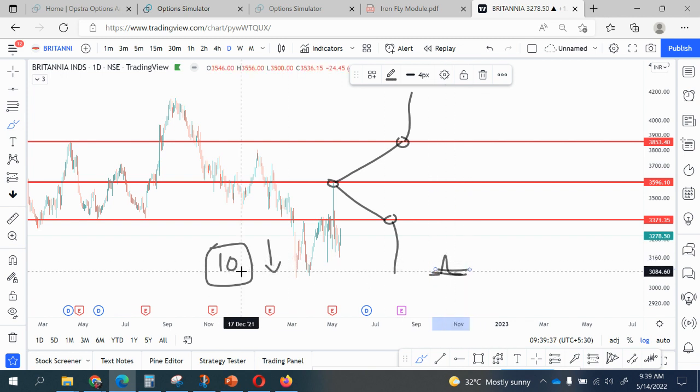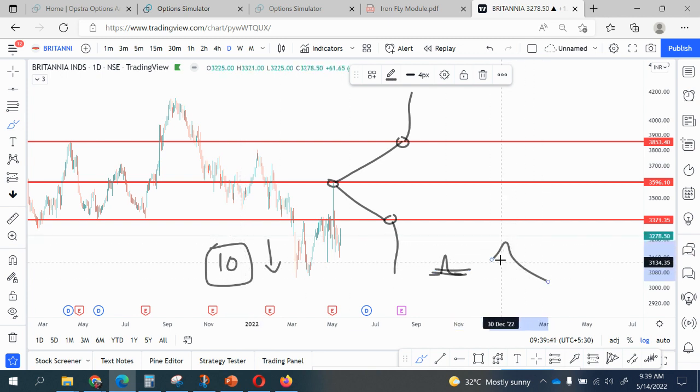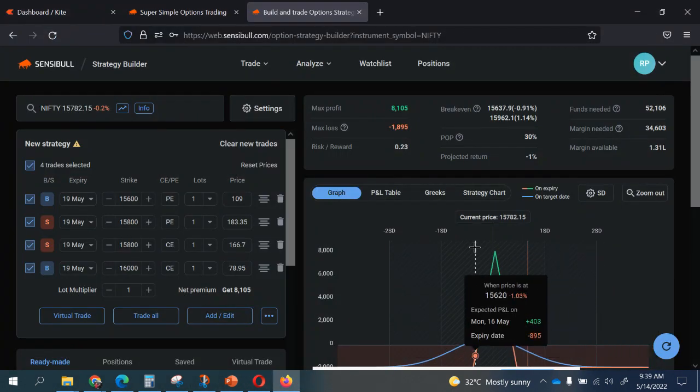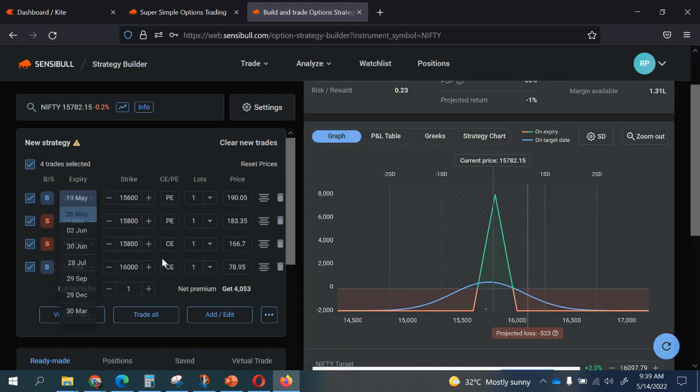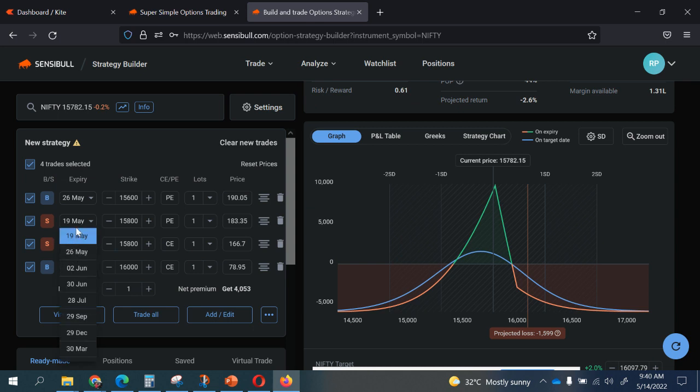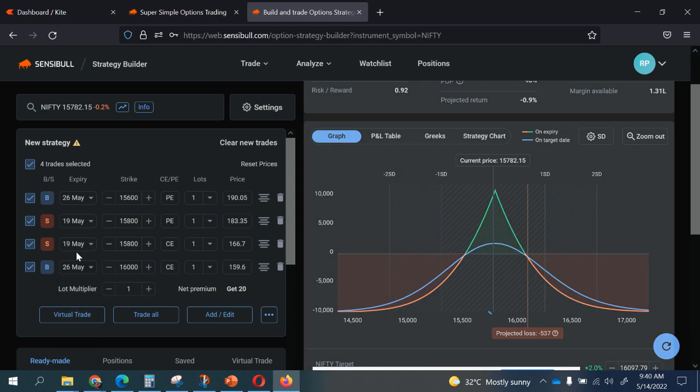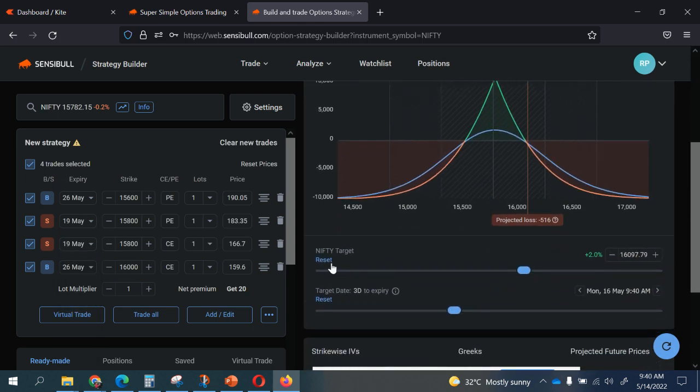So the best thing is to go for the iron fly with next week's edges. So you have to use the calendars. Let me show you how to use the calendar. I've already discussed this in other videos. So let's say this is your iron fly and VIX is at 10. You're getting very narrow. So rather than going for the 19th, you go for the 26th.